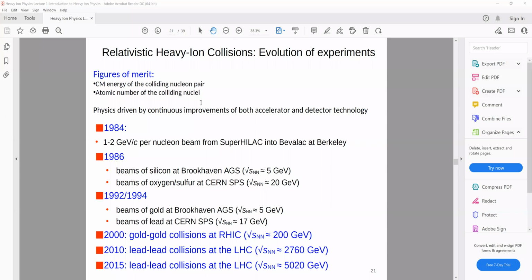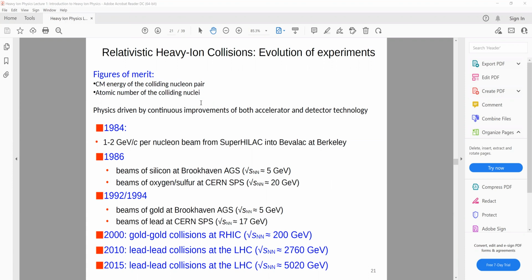The physics of relativistic heavy-ion collisions is actually driven by continuous improvements both in the accelerator and in the detector technology. So the game started in the middle of the 80s, in 1984, when beams of momentum 1 to 2 GeV/c per nucleon were available at the Super HILAC in Berkeley. Then in 1986, there was a facility called the Alternating Gradient Synchrotron at Brookhaven, which accelerated silicon beams having a center of mass energy of 5 GeV per nucleon pair.